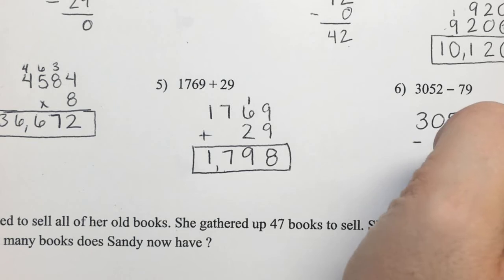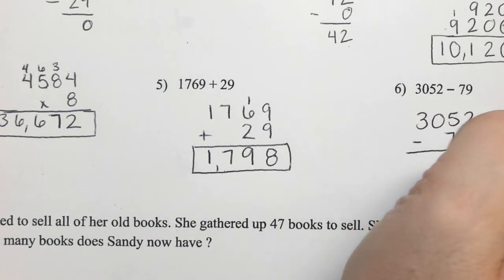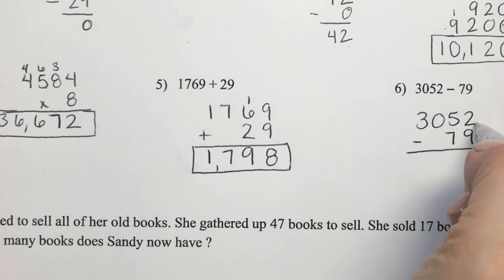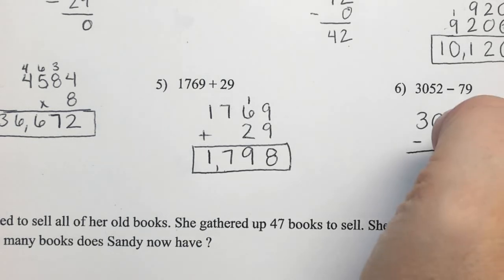Alright, so now I have 3,052 minus 79. For subtraction, I've had a lot of people that have trouble with this because we do have to borrow. And when I borrow, I've got to keep track of each of my numbers. So here I cannot do 2 minus 9, so I'm going to borrow from 5.